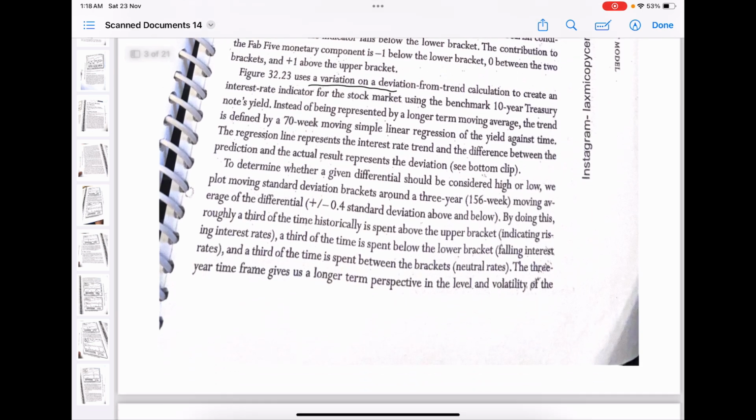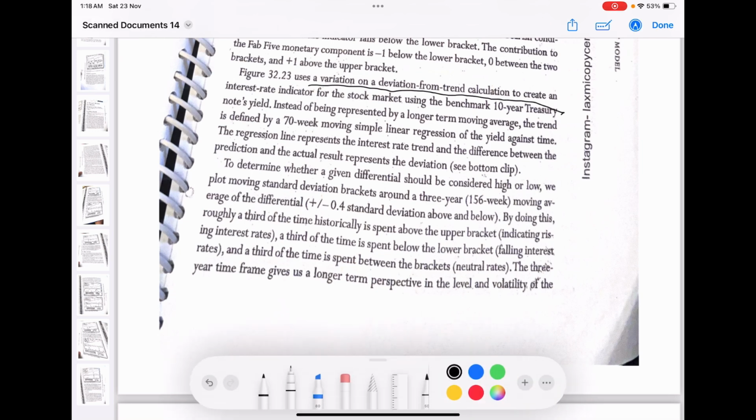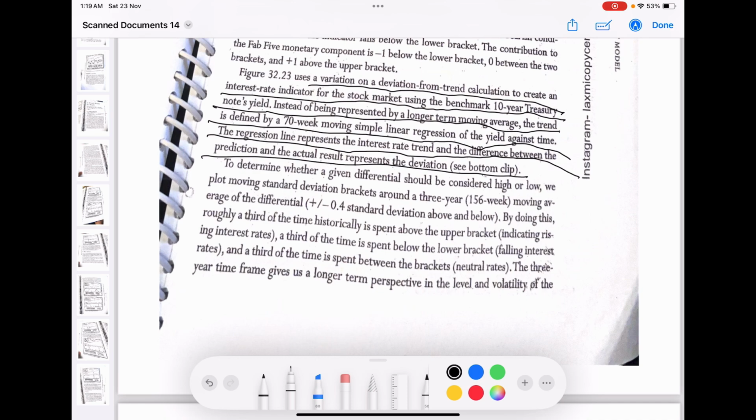The figure uses a variation on a deviation from trend calculation to create an interest rate indicator for the stock market using the benchmark 10-year treasury note yield. Instead of being represented by a longer term moving average, the trend is defined by a 70-week moving simple linear regression of the yield against time. The regression line represents the interest rate trend, and the indicator is the difference between the prediction and the actual results.